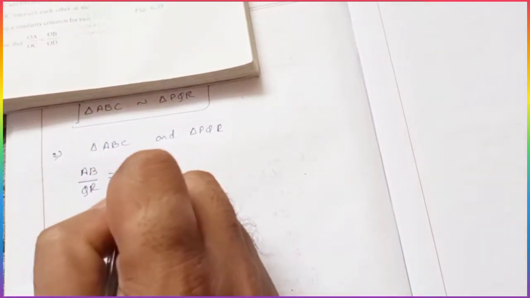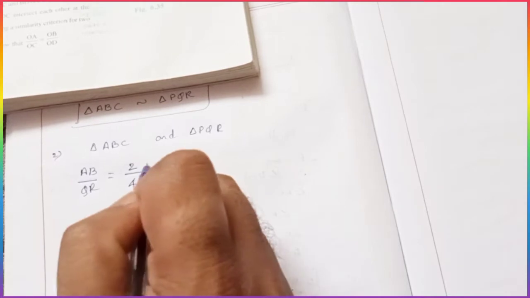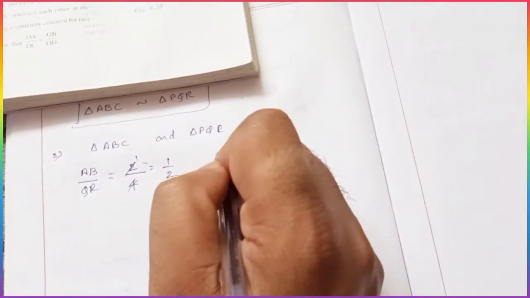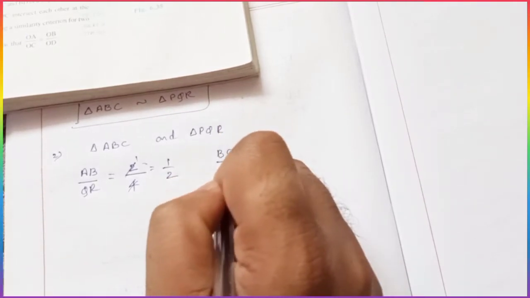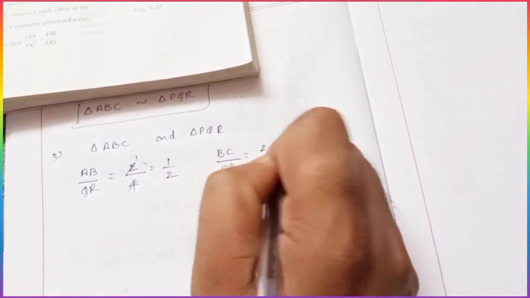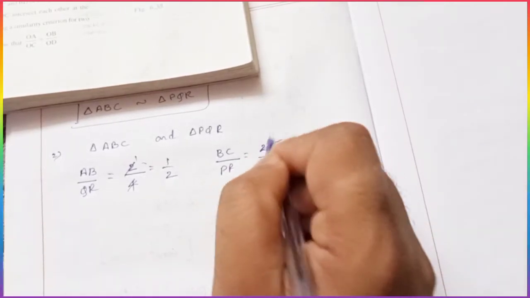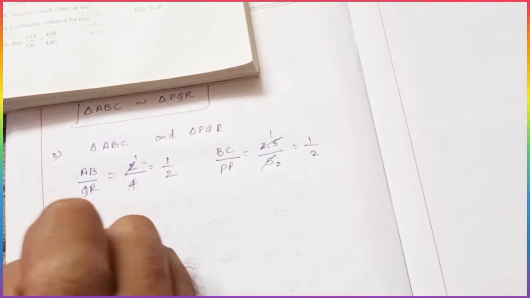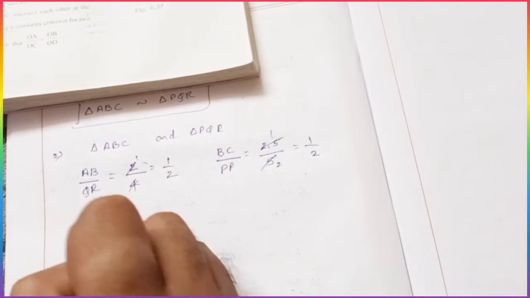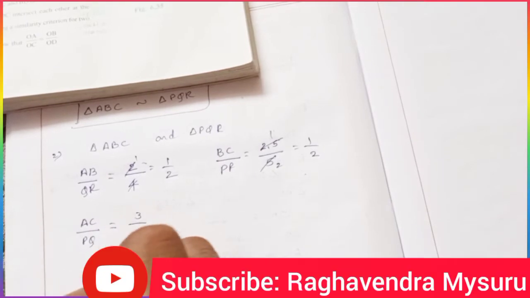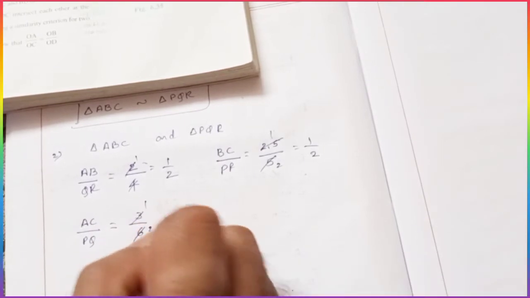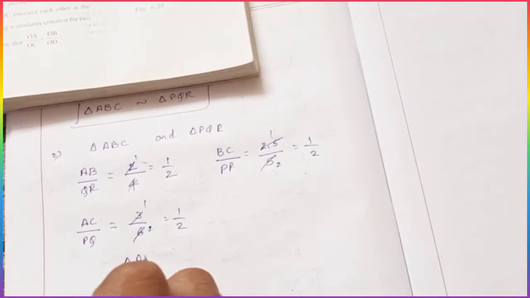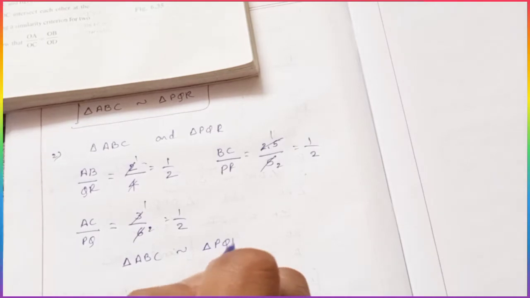What is the measurement of AB? AB is 2 and QR is 4. 2 by 4 can be written as half. Similarly, BC by PR: BC is 2.5, PR is 5. So 2.5 ones are 2.5, twos are 5. So it is 1 by 2. The next one is the remaining side, that is AC by PQ. AC is 3 and PQ is 6. Ones are 3, twos are 6. So this is also 1 by 2. You can see the sides' ratios, all of them are equal. Therefore triangle ABC is similar to triangle PQR.